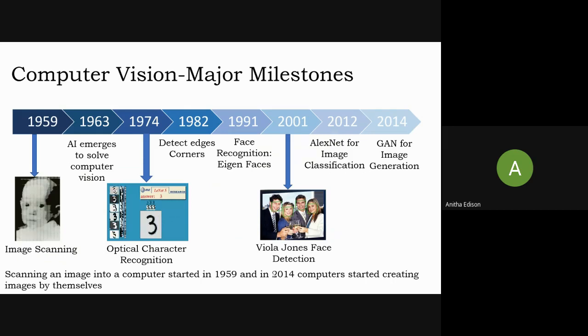So, some history about computer vision. Everything started when an image was scanned on a computer. Earlier, the images were not digital images. The first image was scanned into a computer in 1959. Okay, 1959, first image was scanned into a computer. And in 1963, a professor at MIT gave the students a simple problem to solve. And that was the first time AI emerged as a solution to a computer vision problem.